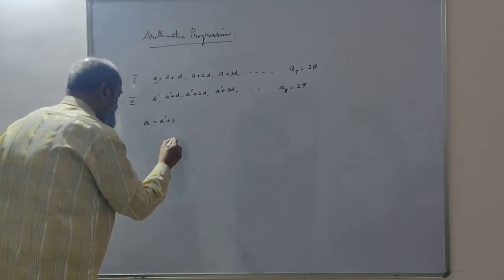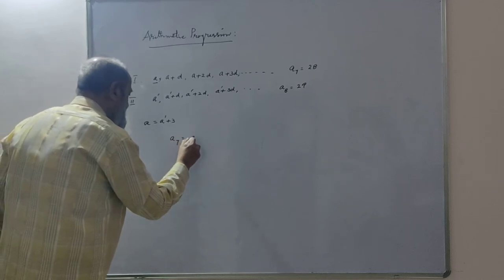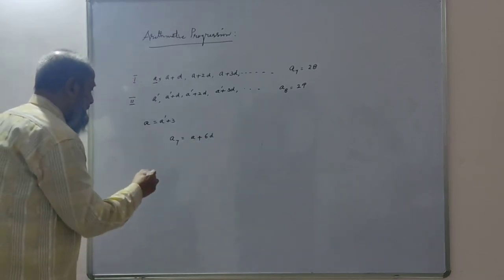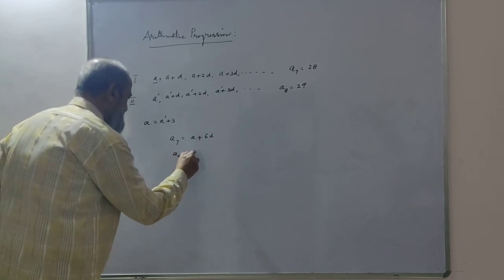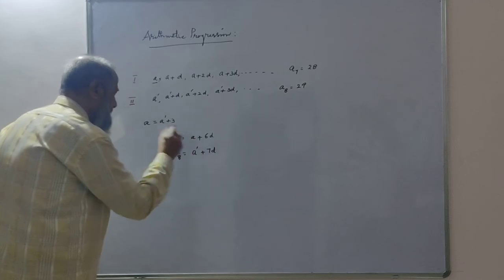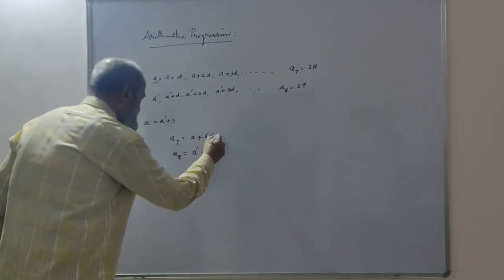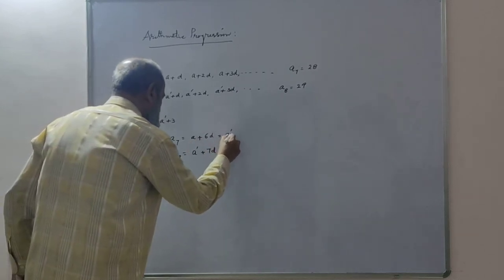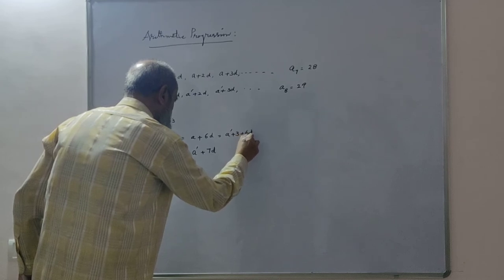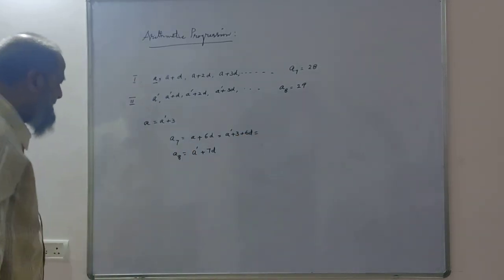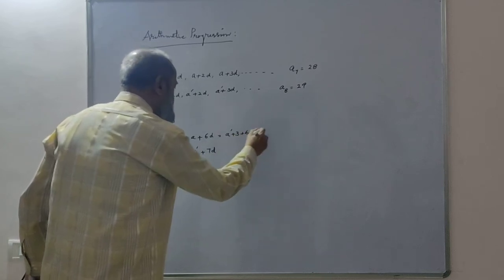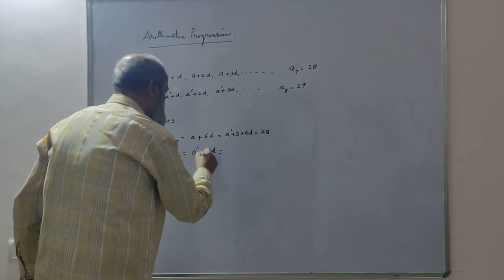Now, A7 for the first one will be A plus 6D, that is (N minus 1)D, A plus 6D. Now, A8 of the second progression will be A dash plus 7D. D is common, only the first term is different. Now, here what I will do is, instead of A, I will write A dash plus 3, plus 6D, where N minus 1 is 7 minus 1, 6D. Here N minus 1 will be 8 minus 1, that will be 7D. A dash plus 3 plus 6D is 28. And here A dash plus 7D is 29.